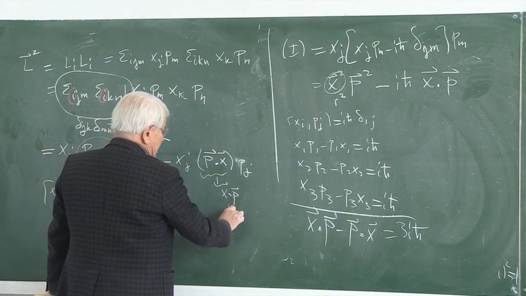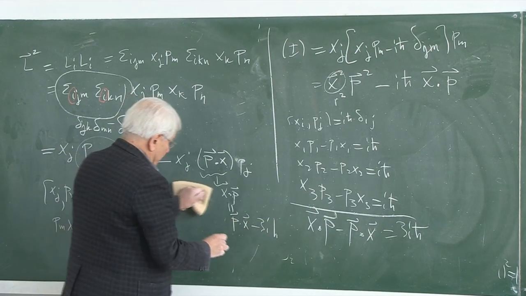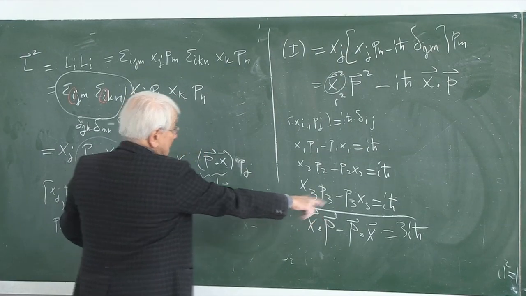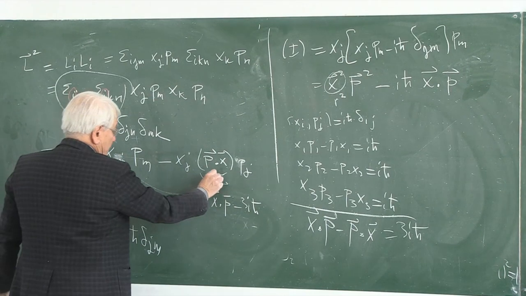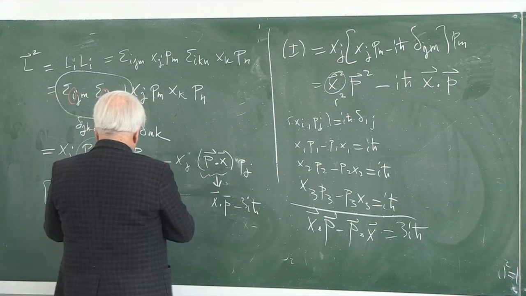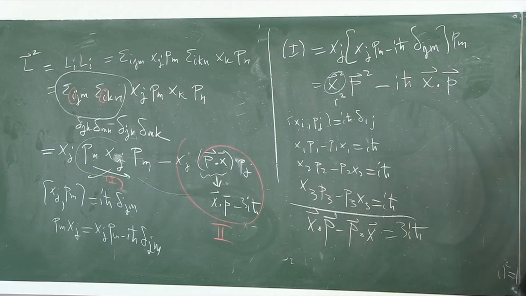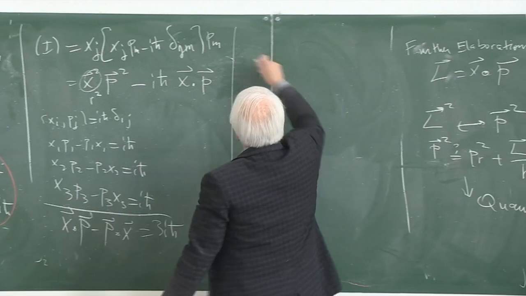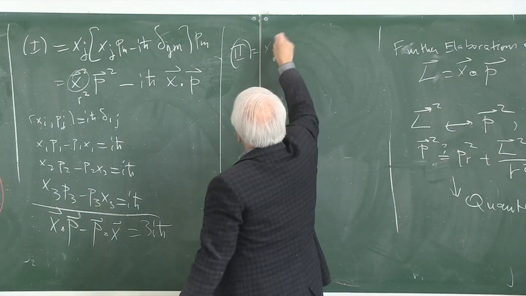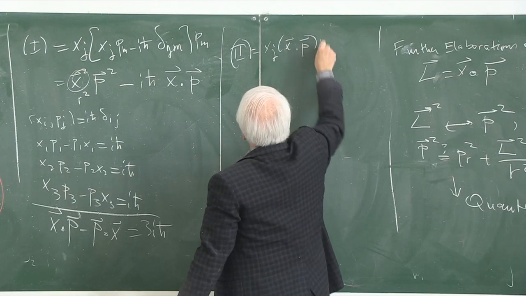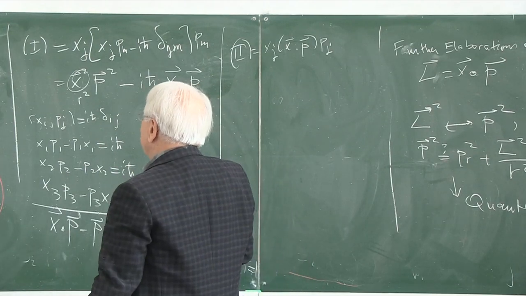So I can write x dot p is equal to p dot x minus 3ih bar. No, no. I would like to express p dot x as x dot p minus 3ih bar from here. So if I call this the second term, what is that second term now? It is x_j (x dot p) p_j plus 3ih bar x dot p.